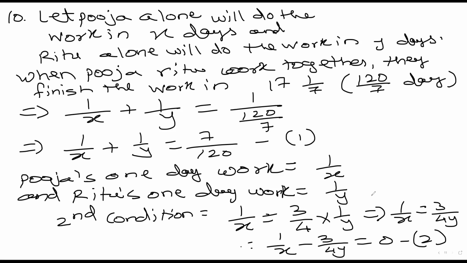What I will suggest, you just subtract equation 2 from equation 1, because the coefficient of 1 upon x is already 1. Okay, is that done? Yes, sir. Finished? Okay. Let's go to the next page.